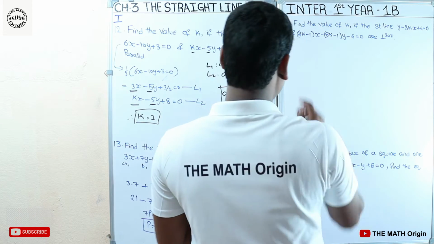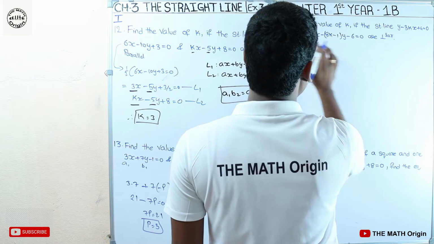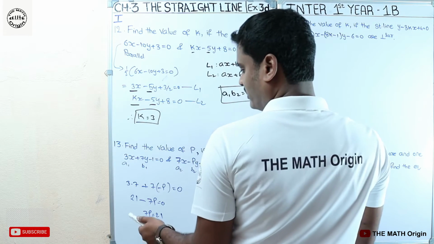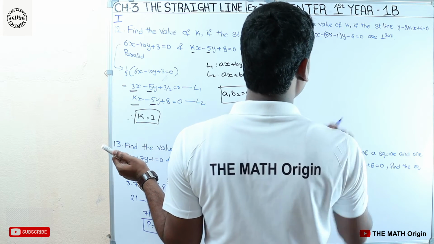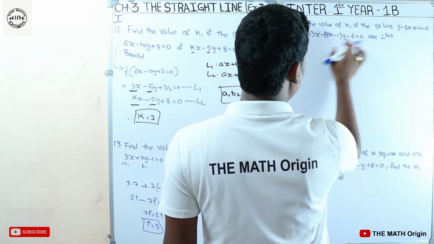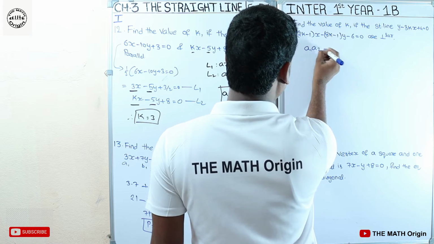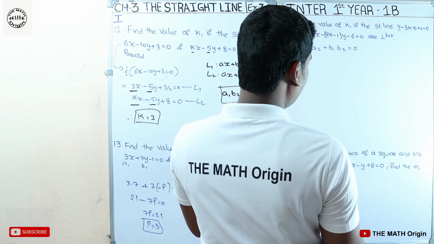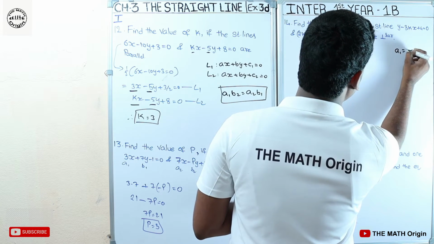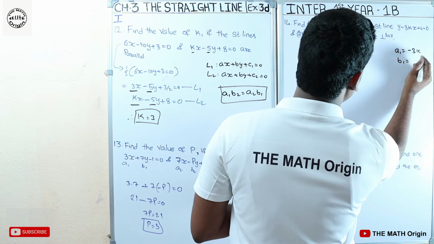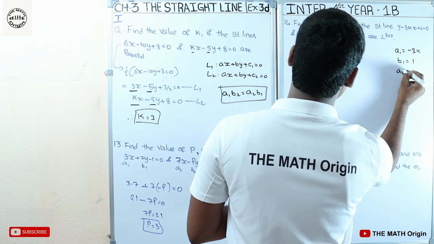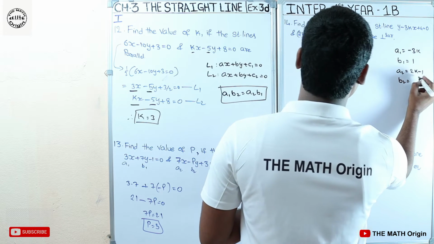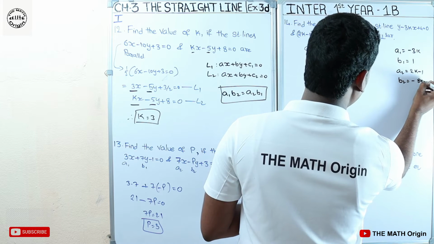Now the 14th question: find the value of k if the two straight lines are perpendicular. As we mentioned, we have a formula. If they are perpendicular, A1 A2 plus B1 B2 equals to 0. So from this, the A1 value is minus 3k, the B1 value is 1, the A2 value is 2k minus 1, and the B2 value is minus 8k minus 1.